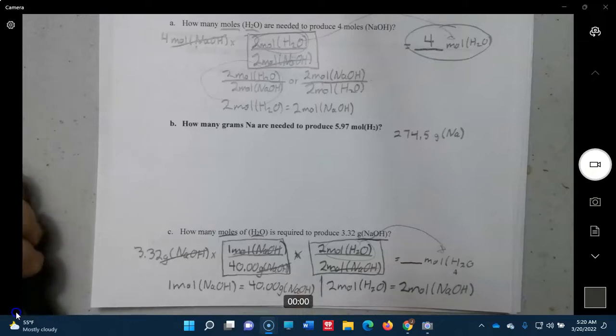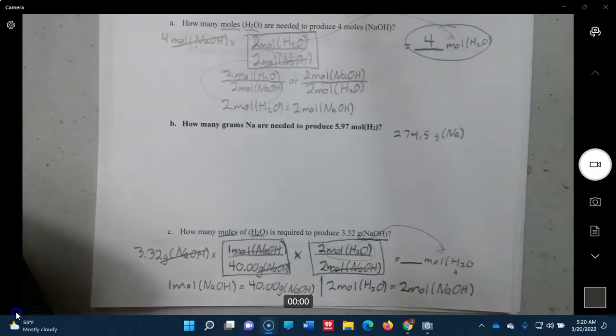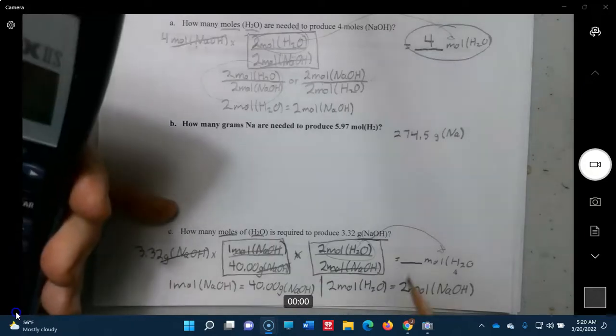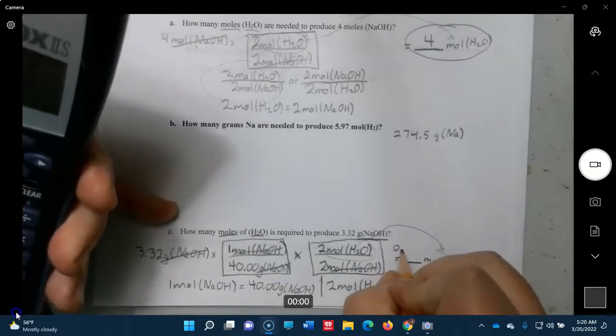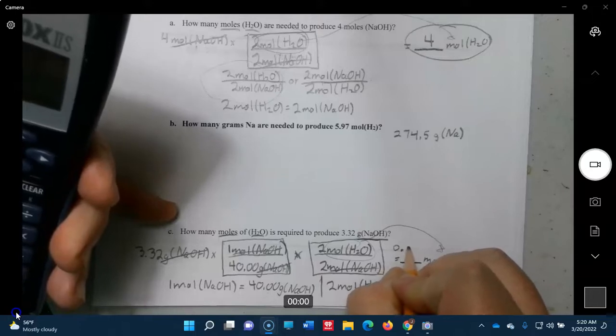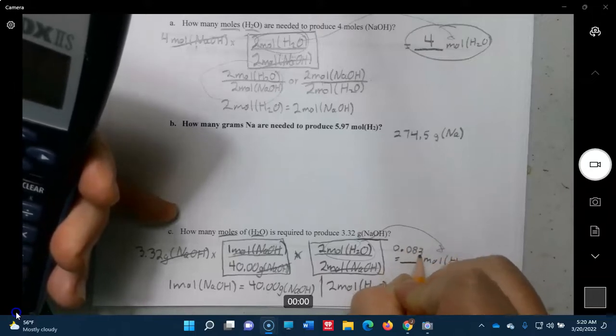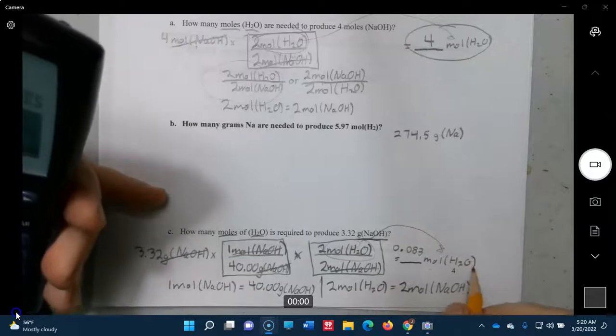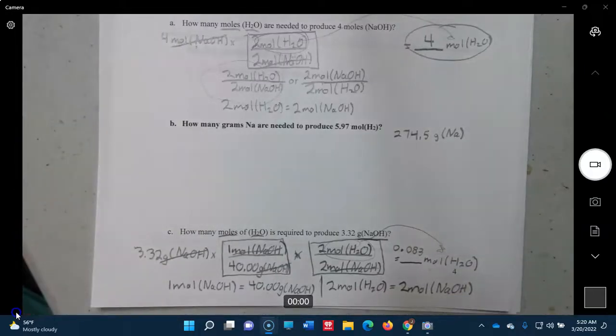And that is going to give us 3.32 times 1 times 2 divided by 40. It's going to give us 0.083. So let me say that again: 0.083, and that's moles of H2O.